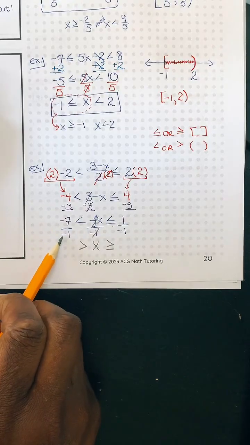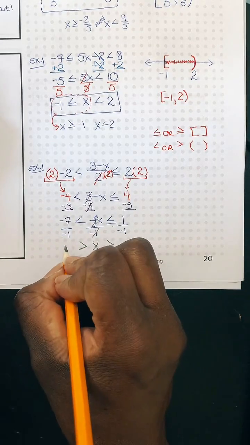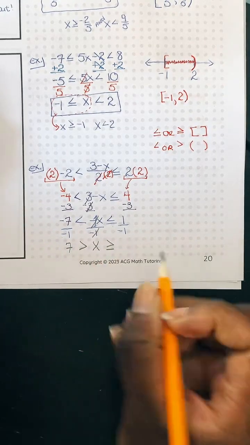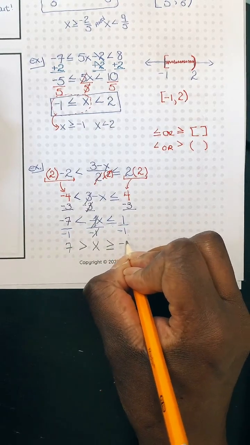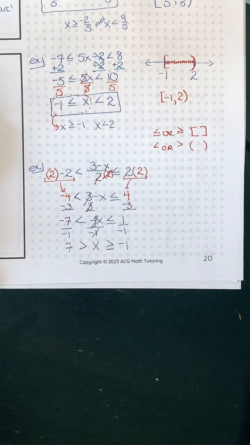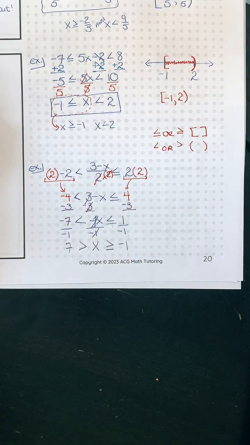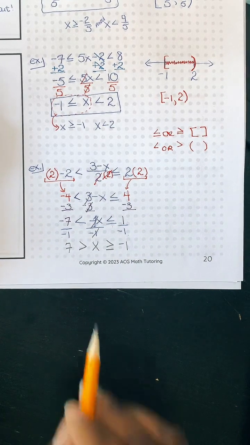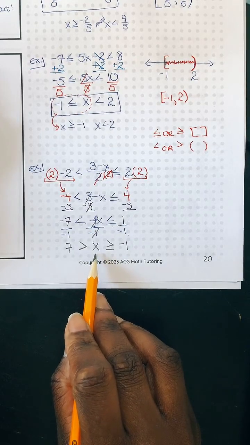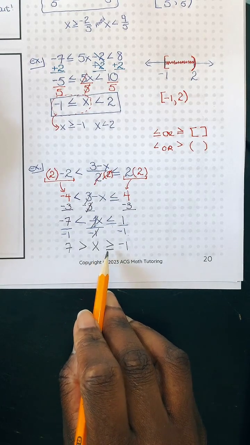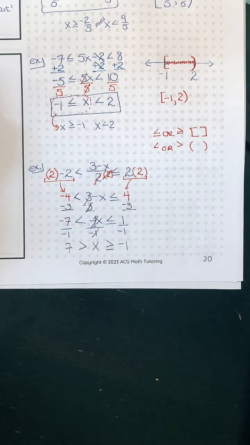Negative 7 divided by negative 1 is a positive 7. 1 divided by negative 1 is a negative 1. Okay? So as long as x is by itself in between, we basically got our answers.